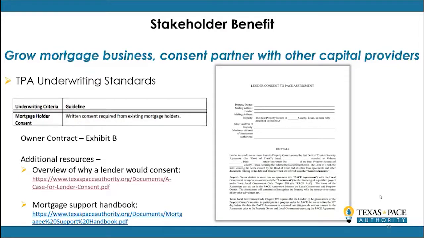PACE can increase the debt coverage ratio, as the projects directly reduce the building's operating cost and can result in positive cash flow and a corresponding increase in debt coverage ratio. You can also consent to yourself if you hold both the mortgage and the PACE loan.